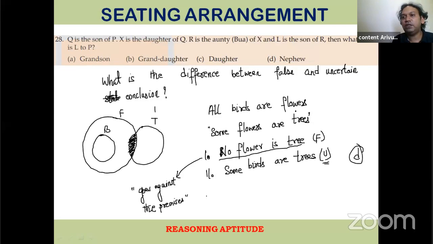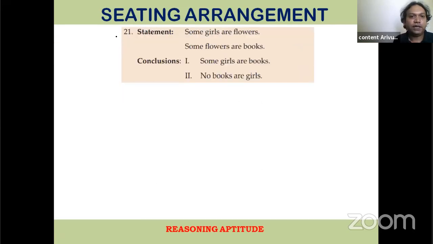So have you understood this? The difference between what is false and what is uncertain. Okay, very important part. This was the difference between what is false and what is uncertain. Now let's move on to the next question. This was another doubt given by one of the students.